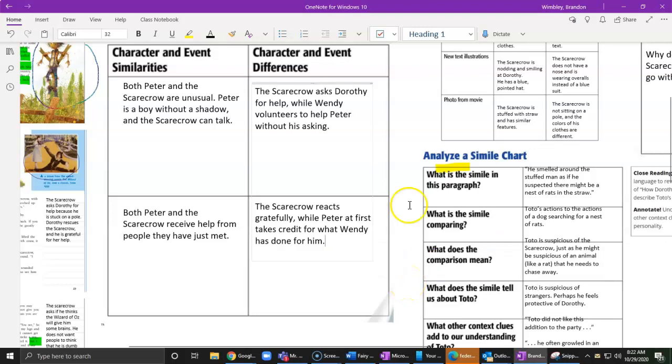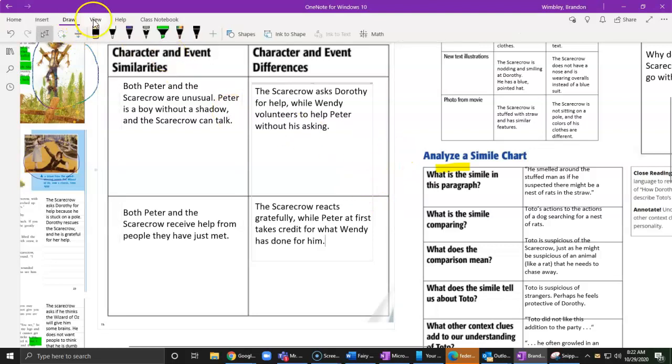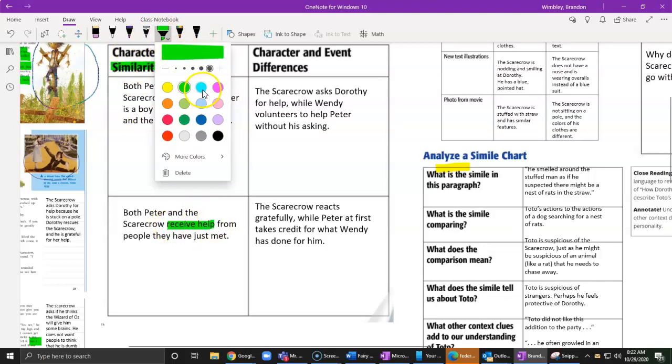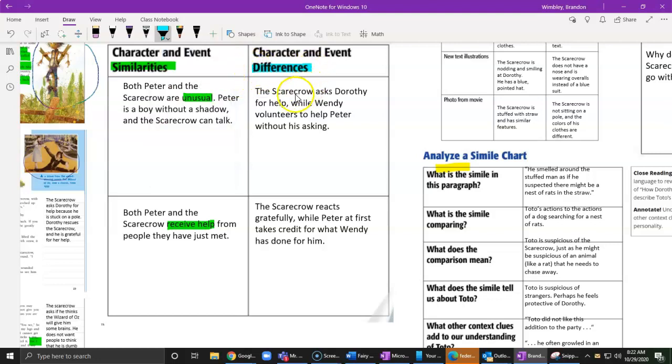So we have these different things going on. We can see how some of the traits are similar. They're both unusual. They both receive help. And we can also see how they're different in our story. They're different because one asks for help and the other one gets help without asking. And they're also different in how they react. The Scarecrow reacts gratefully, while Peter's kind of a jerk. Remember, Peter takes credit. So as we're doing our reading and writing, we can go on further and think, how can we incorporate this in our fairy tale when we do our final draft next week?